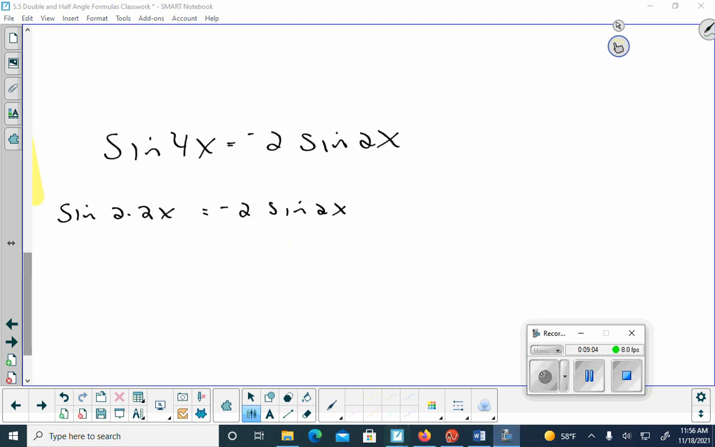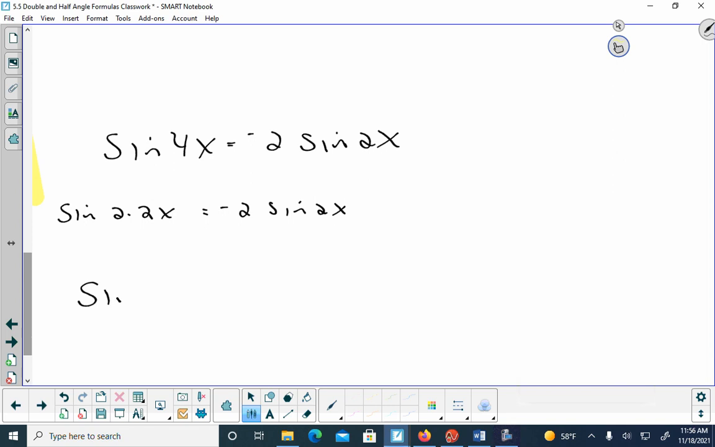So what they do is they bring this over. So they have sine 4x plus 2 sine 2x is equal to 0. So they had that. And then what they did, why don't you factor something out? Well, what they did, I don't know where they could possibly get this.